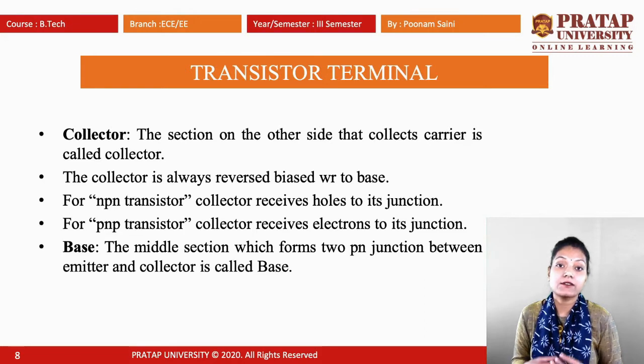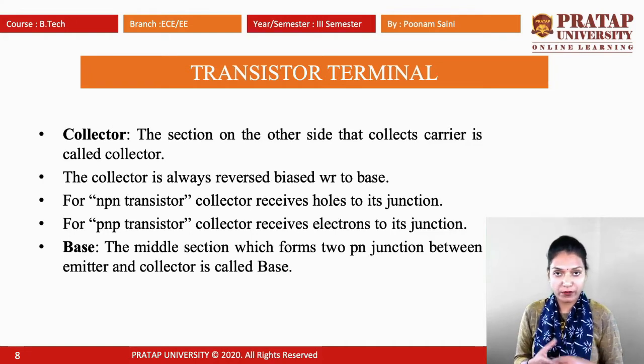The collector is always reverse biased with the base. So in an NPN transistor it receives electrons, and in a PNP transistor it receives holes. There are three main points which we are going to remember for the collector. First, it collects the carrier. Second, it is always reverse biased with respect to the base. And for an NPN transistor it collects electrons, and for a PNP transistor it collects holes.